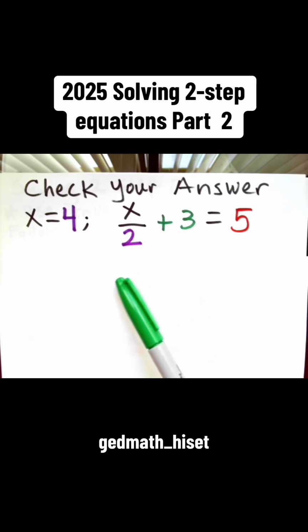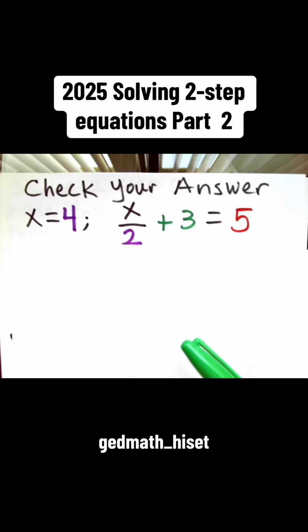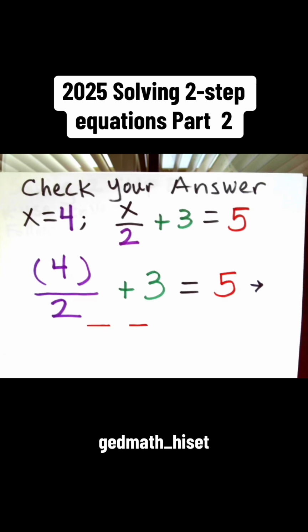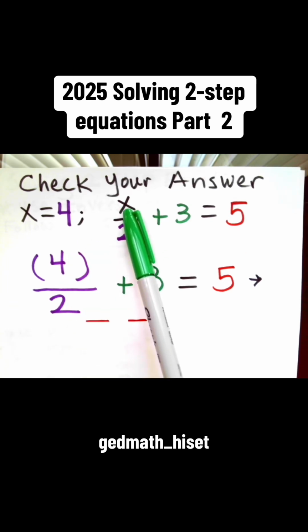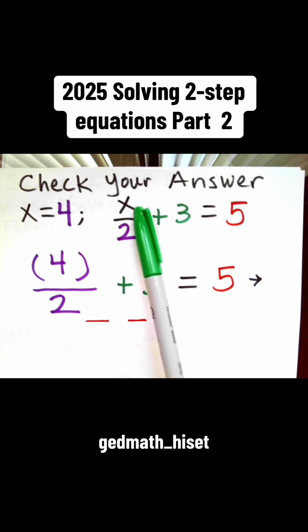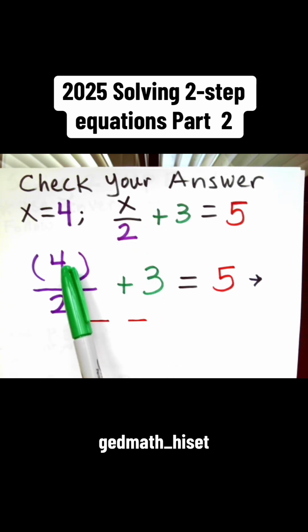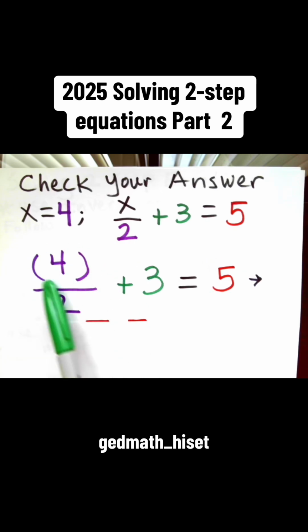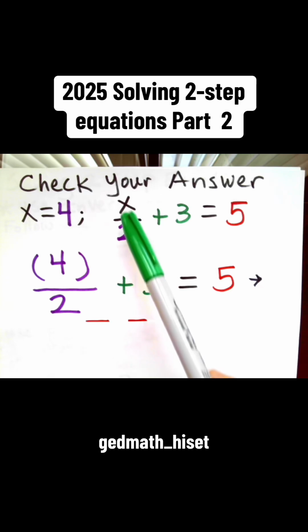I'm going to use the order of operations where you would work on parentheses first, then exponents, then multiply, divide, then add and subtract. So that's what you're doing when you're checking your answers. You're using the order of operations. That was a mouthful. Okay, so I'm going to substitute the 4. I believe x equals 4. So if x equals 4, everywhere you see x, you can place a 4. So 4 divided by 2 plus 3 equals 5. I'm just substituting the value of x, 4, everywhere I see x.